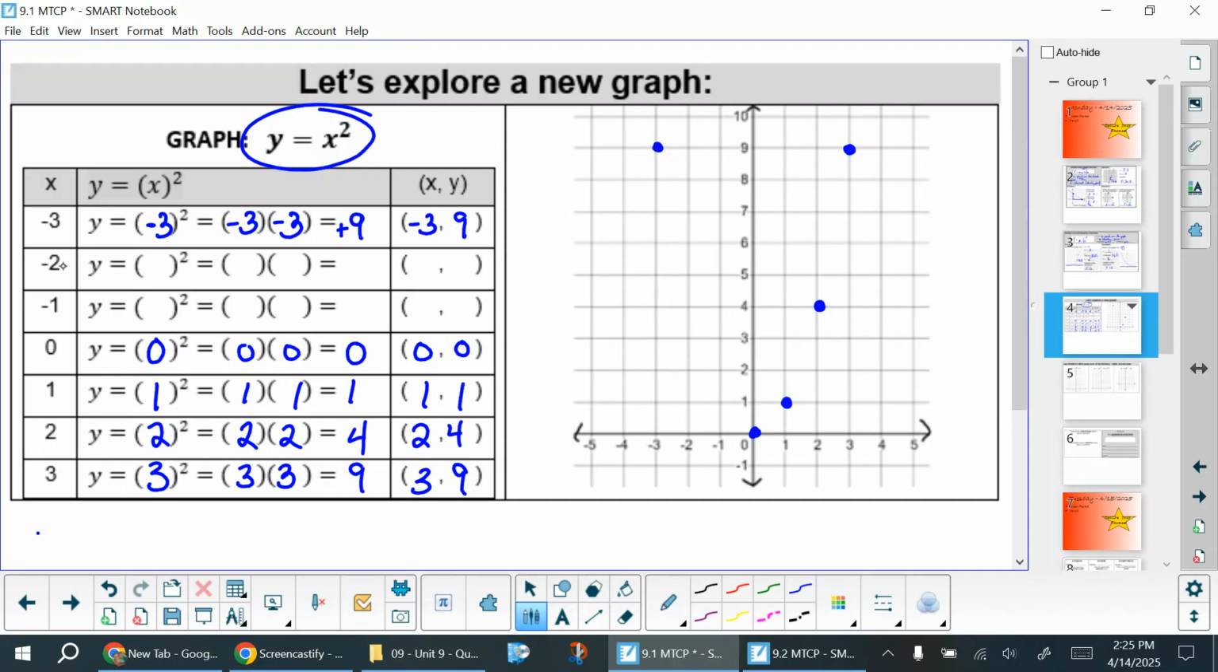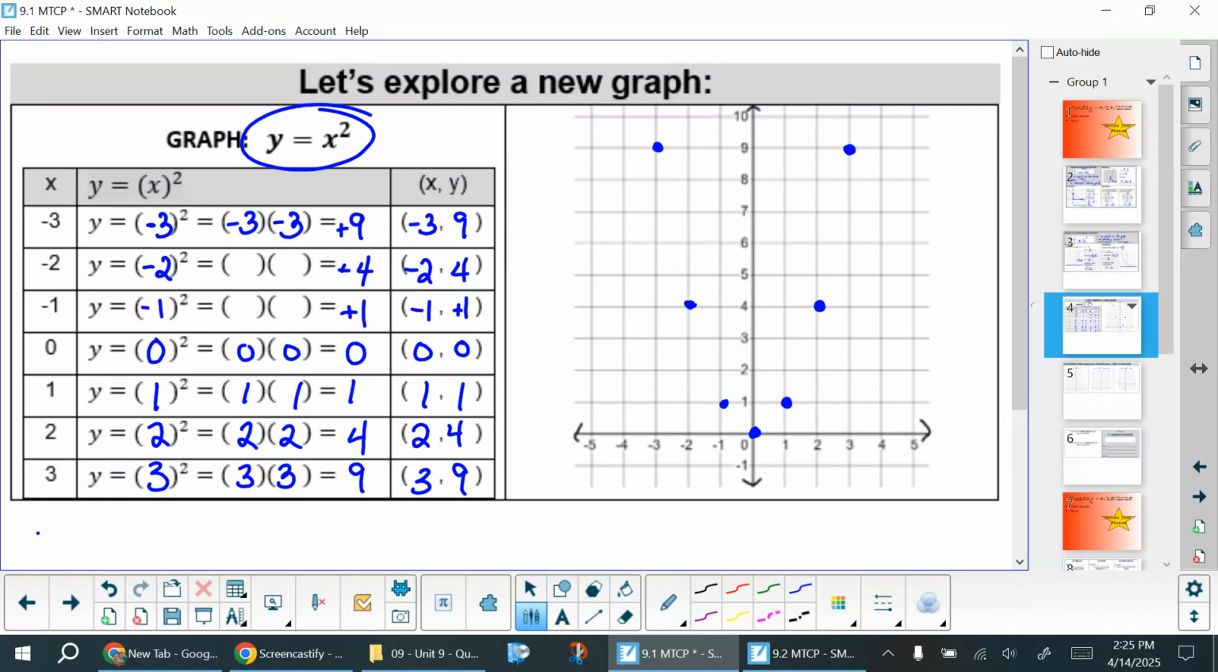And the same thing is going to happen. When I do negative 2 squared, that is positive 4. So (-2, 4) is my point. And negative 1 squared is positive 1. So (-1, 1) is my point.